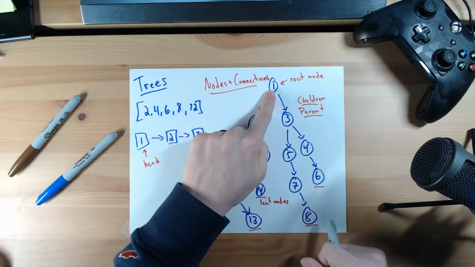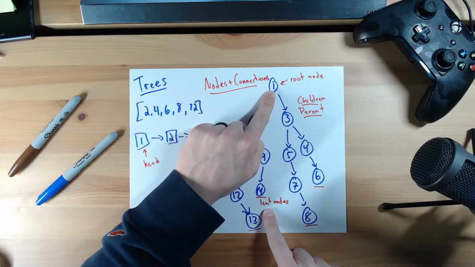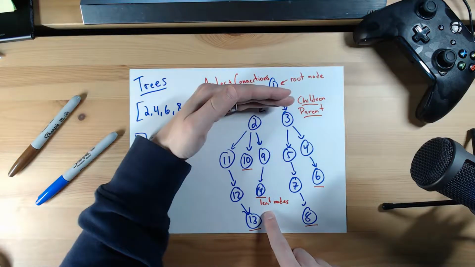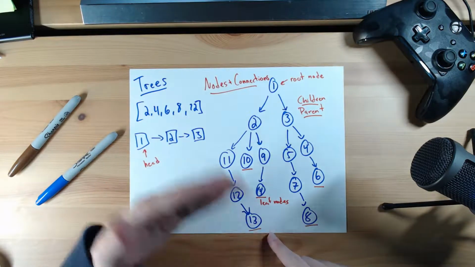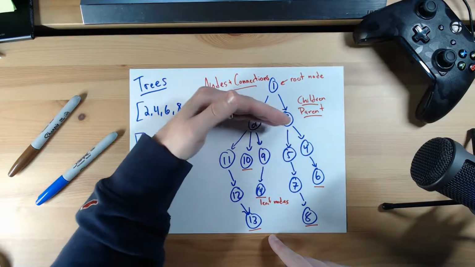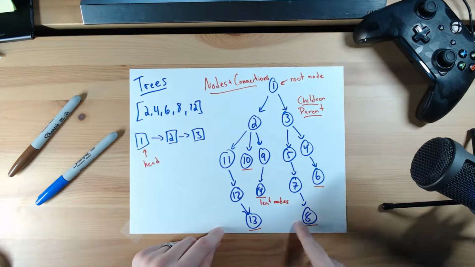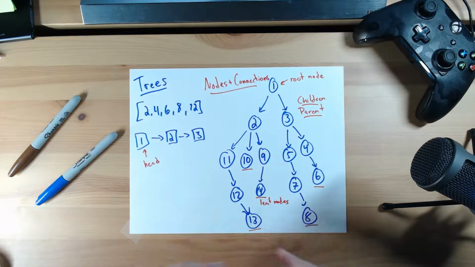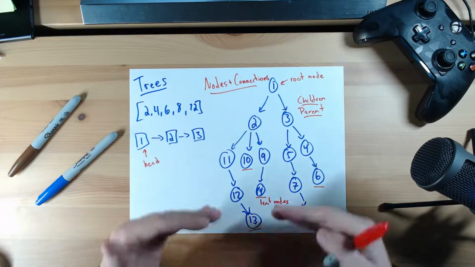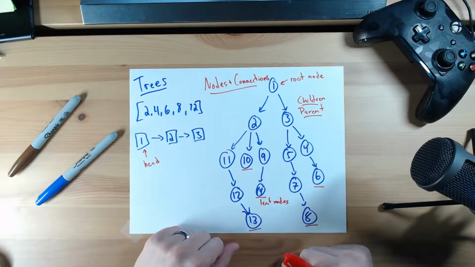So we have our root node and then our leaf nodes, which are the opposite of each other. We have child nodes. All of these nodes are children to something. And most of these nodes are parents, except for the leaf nodes. The leaf nodes are defined as nodes that are not parents, nodes that don't have any children underneath them, right?